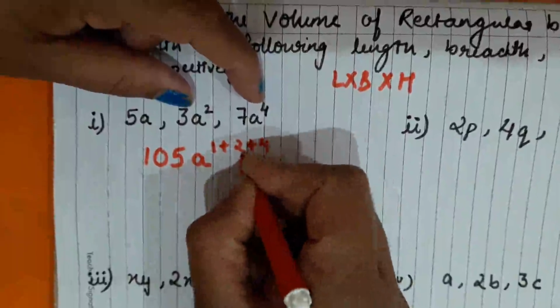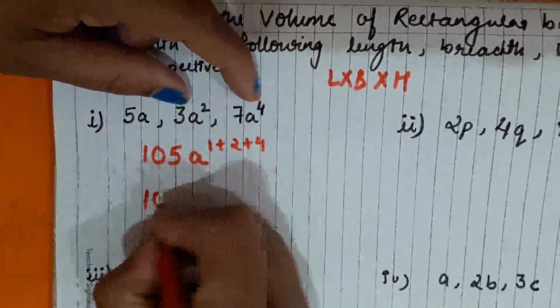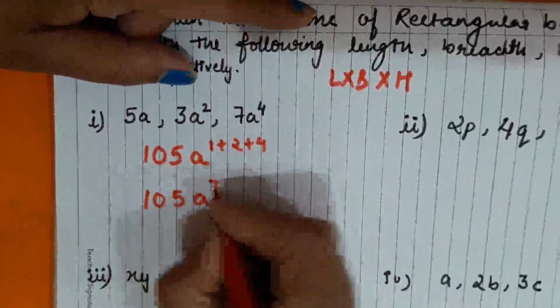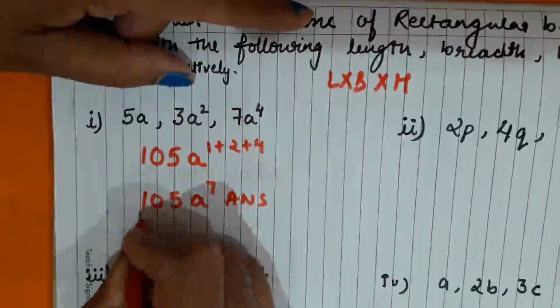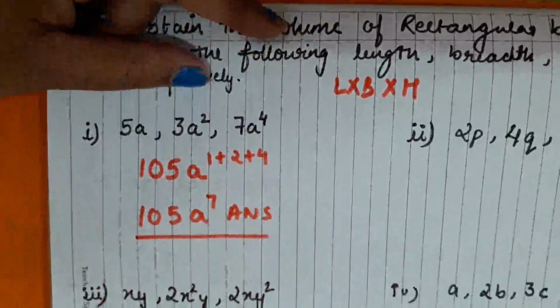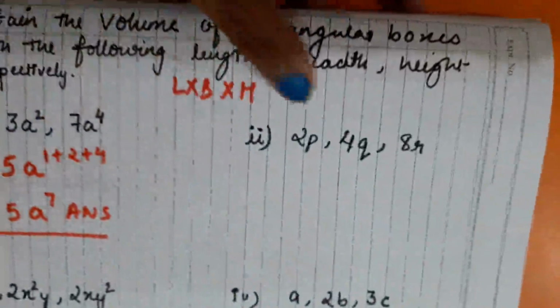So 4 plus 2 is 6, 6 plus 1 is 7. So you can write 105 a ki power 7. So in this way you can find the volume of a rectangular box. Next, check out the second part.